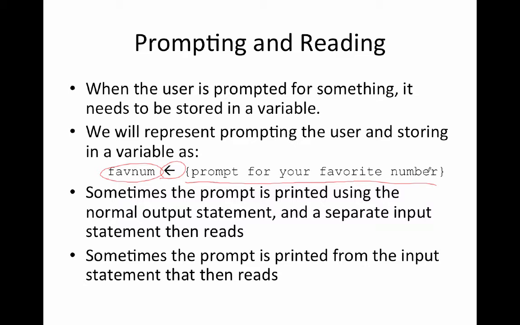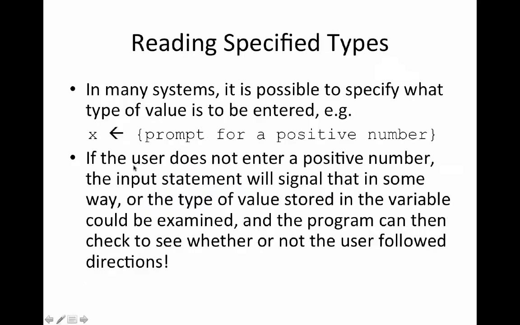So all of this is in an assignment statement. We're prompting the user for the favorite number, and when the user actually types that in from the keyboard, that's going to be stored in the variable on the left. So it depends on the system. Sometimes the prompt is printed using just a normal output statement and then a separate input statement reads it in, or sometimes the prompt is printed from the input statement itself, as we've indicated here. So within the input, we're assigning the value that the user enters to the variable on the left.